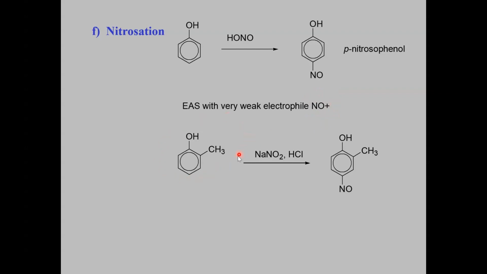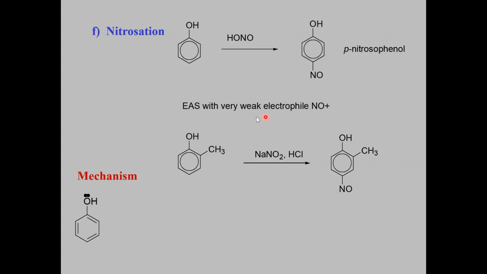If I take ortho-hydroxytoluene or ortho-methylphenol and treat with sodium nitrite and HCl, it gives rise to para-nitrosophenol. Let us look into the mechanism of the reaction. We know that sodium nitrite and HCl react to give rise to nitrous acid. And we have seen this reaction in the preparation of benzene diazonium chloride.